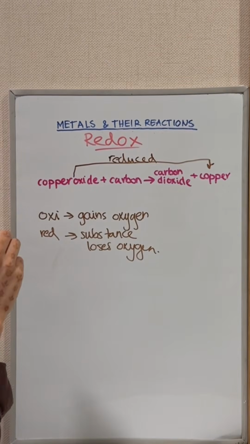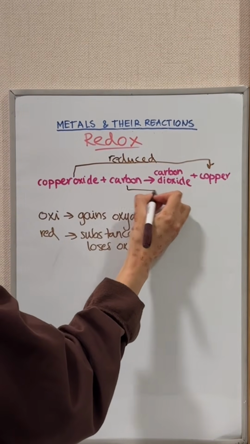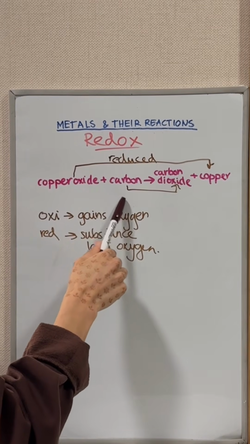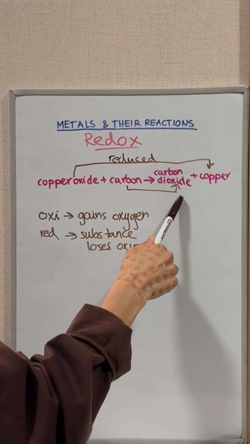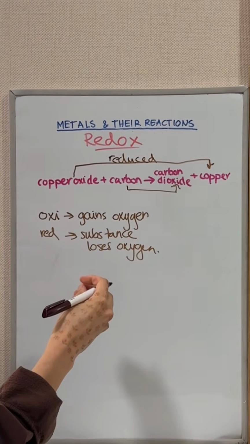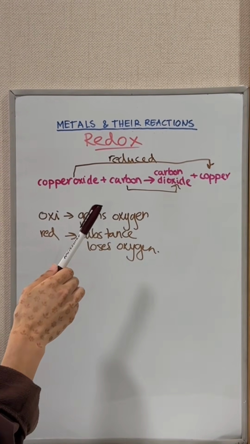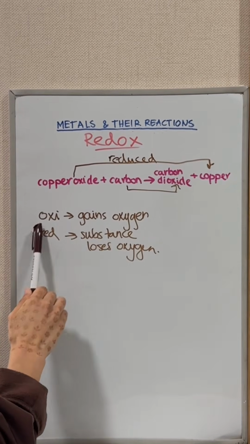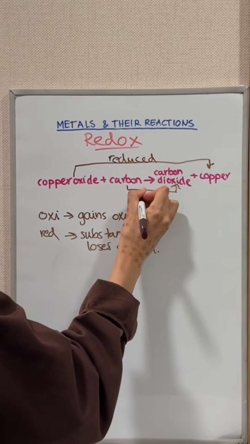Okay, what about our other reactant? In this case, carbon. Carbon has no oxygen to begin with, but then as a product, it converts into carbon dioxide, gaining two lots of oxygen. So what's happening to carbon? Well, in this case, carbon gains oxygen, therefore it becomes oxidized to carbon dioxide.